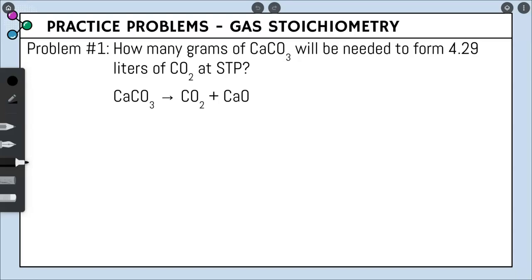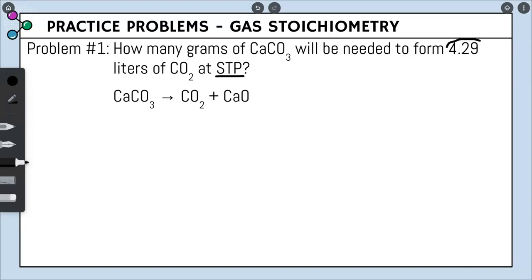Problem number 1 says: how many grams of CaCO3 will be needed to form 4.29 liters of CO2 at STP? Now you see how this problem says at STP? That means we're going to be involving gas on our mole island map. If it does not mention anything about STP, we're not going to be associating that gas option on our mole island map. So just like we've done before, we're going to circle what we're given and underline what we're solving for.